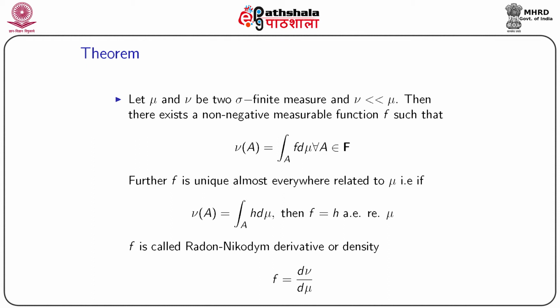That is, if nu A equals the integral of h d mu, this is another function, then f equals h almost everywhere with respect to mu. We know the concept of almost everywhere. That means if this doesn't hold for a particular set, the measure of that set will be equal to 0. This is the concept of almost everywhere. And this f is called the Radon-Nikodym derivative or density. We define f as d nu by d mu.